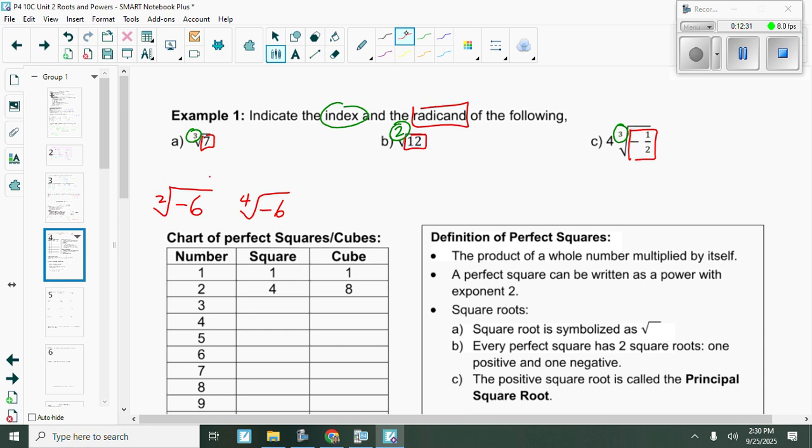So these ones would not work. These ones would give you errors. But here the negative sign is okay because our index is odd.